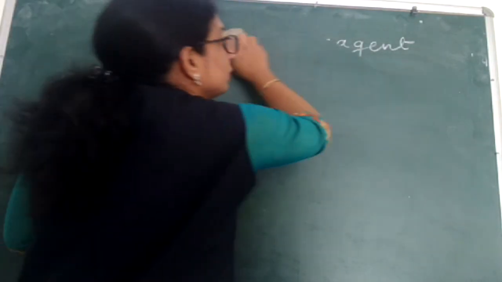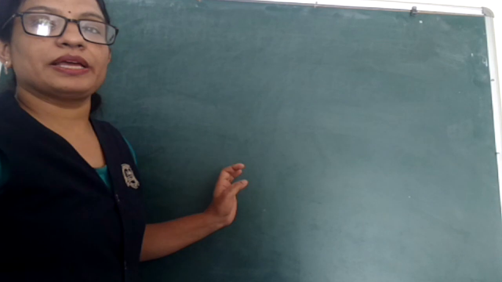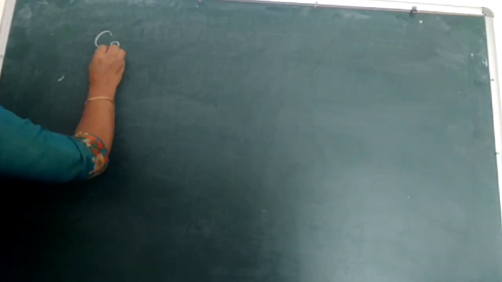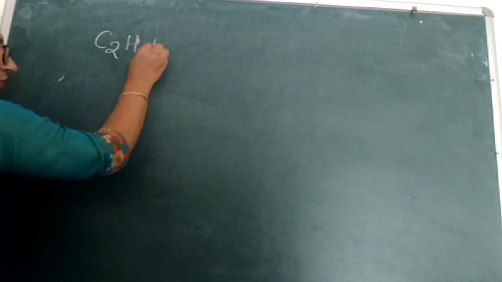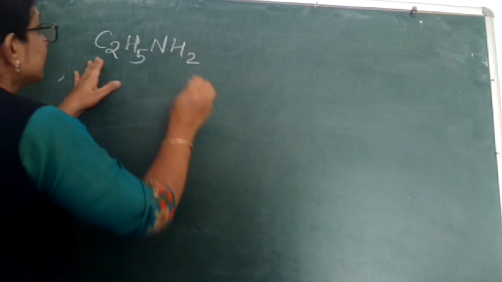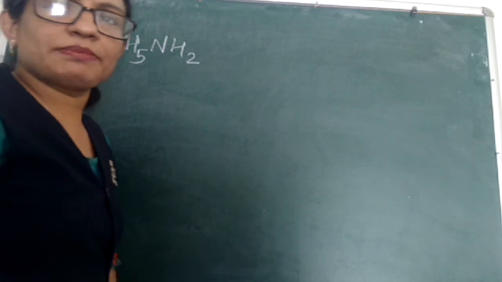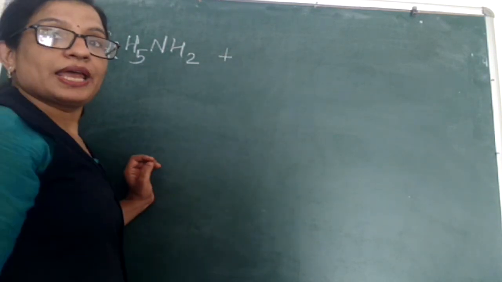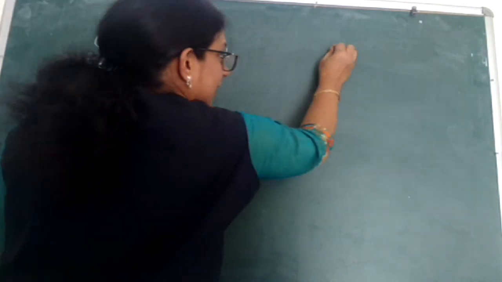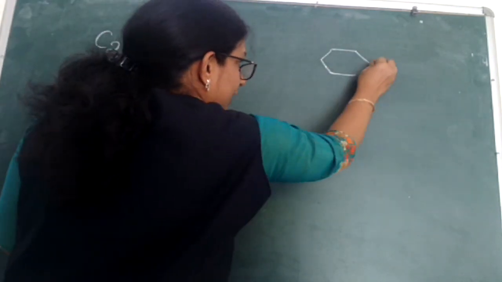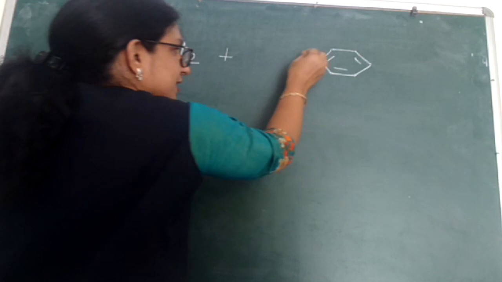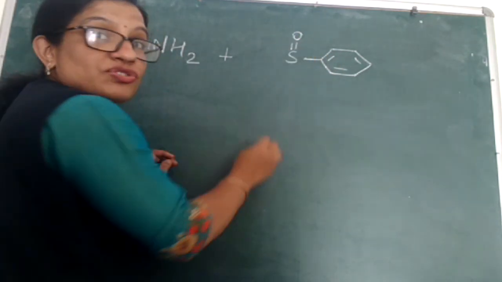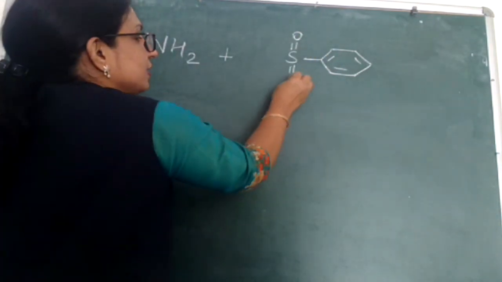First of all, we will look at the reaction of a primary amine with Hinsberg's reagent. This primary amine, for example, here we are taking ethylamine, IUPAC name ethanamine. When a primary amine reacts with Hinsberg's reagent, that is C6H5 SO2 Cl, I am drawing the structure of Hinsberg's reagent.